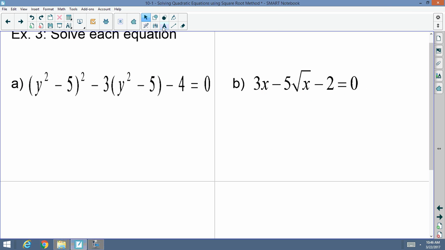All right, guys. Now, let's continue. For B, I got 3x minus 5 square root of x minus 2. Believe it or not, that is in standard form. And the reason that that is in standard form, guys, is because what is the degree of this x right here? 1. What is the degree of this x right here? 1/2. So I am going in standard form, which is greatest to least. So what do you think my u is going to be here?